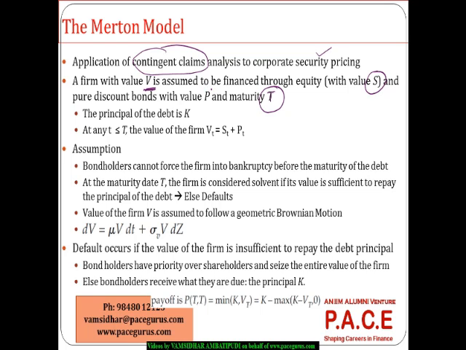maturity T, and pure discount bonds. So zero coupon bonds with a maturity T having a current value of P is the other source of financing. So I am not taking coupon bonds here, or bonds of different maturities here. That becomes the limitation of the Merton model. When we talk about the limitations, we'll bring all of these things in.